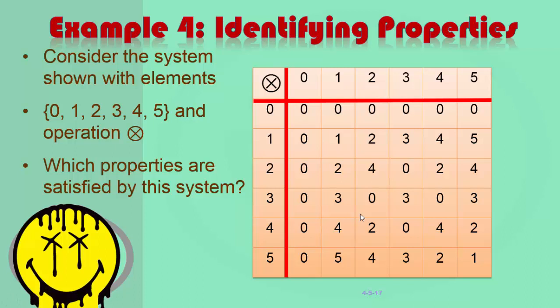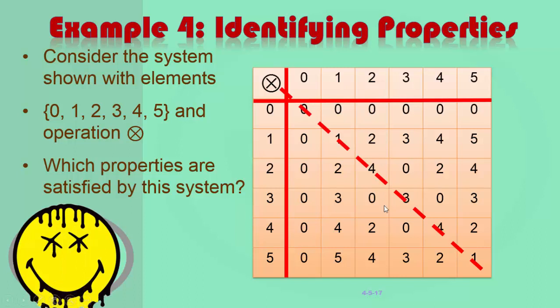Let's see if in the body of this table there are other elements besides 0, 1, 2, 3, 4, and 5. Well, we can look. We see zeros, we see 1, 2, 3, 4. We can examine it, and we notice that there are no other elements besides 0, 1, 2, 3, 4, or 5. So therefore, closure is satisfied.